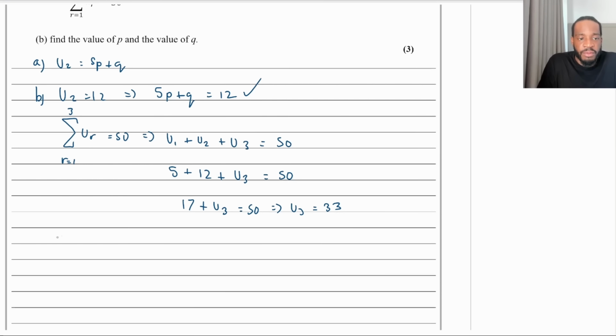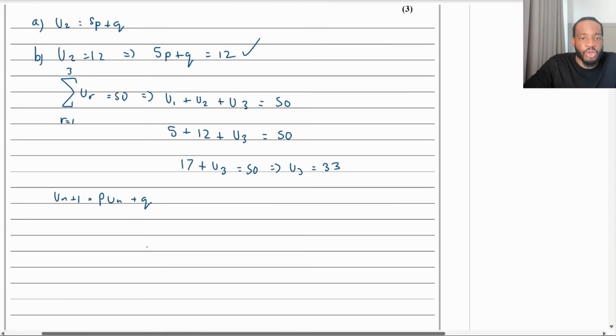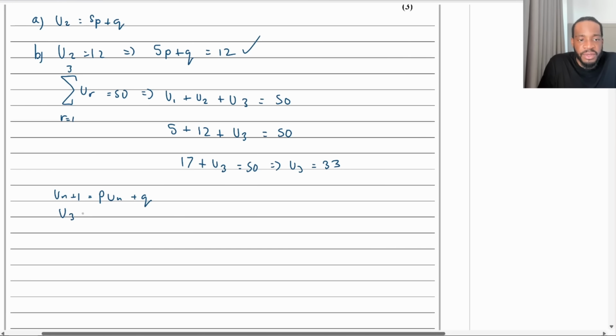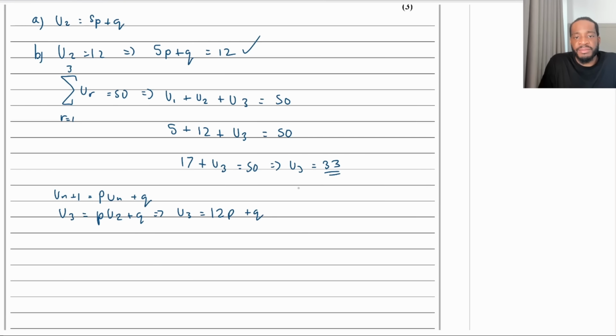Remember, it's UN plus 1 is equal to P UN plus Q. Let me just check that. UN plus 1 is P UN plus Q, exactly. So U3 in terms of P and Q is going to be P U2 plus Q. And we know what U2 is. U2 is 12, isn't it? So U3 is equal to 12P plus Q. And then obviously that's 33. So we've got our second equation. From there, 12P plus Q must equal 33. Okay, that is U3. We've got an expression for U3, 12p plus q, and we've actually got the numerical value, 33.